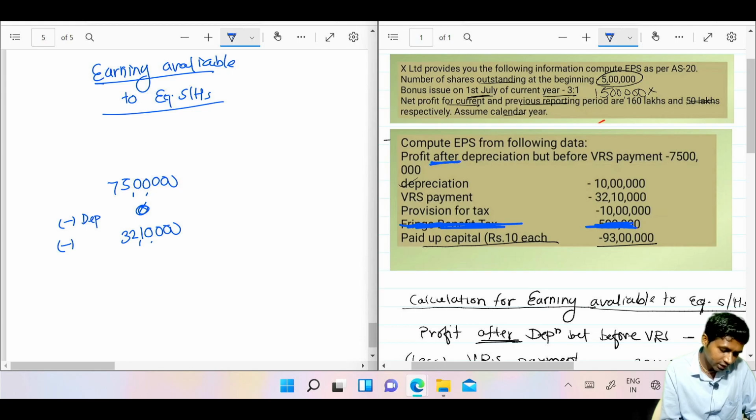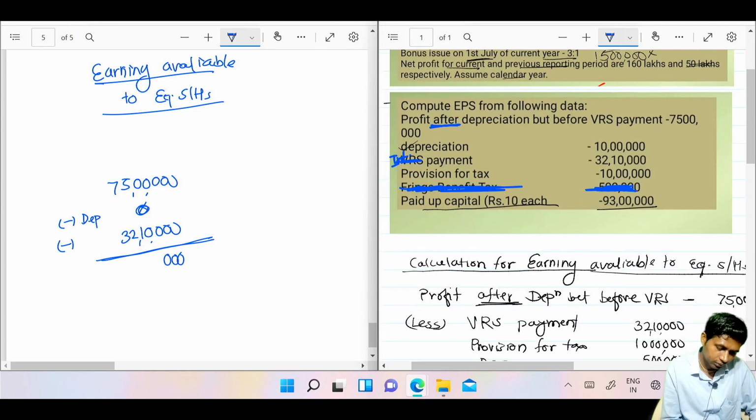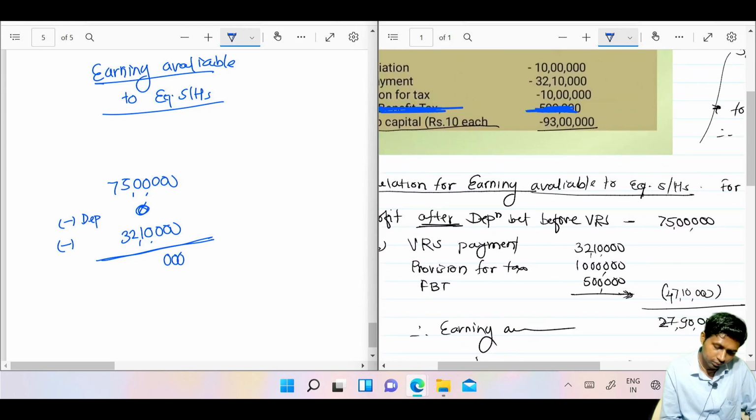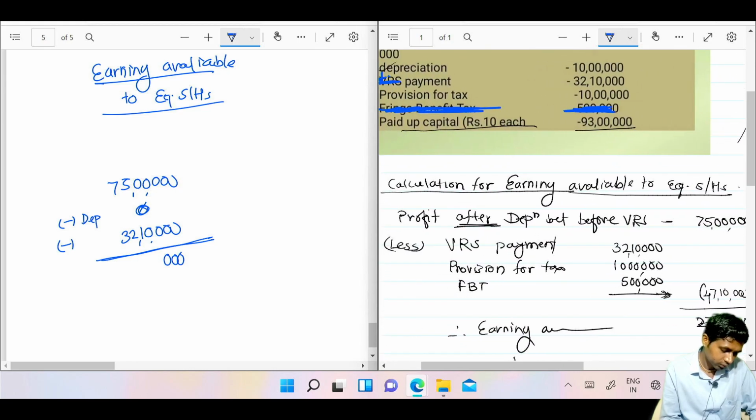After depreciation is written, therefore don't consider depreciation again, because 75 lakhs we have already deducted. After considering that depreciation we have calculated 75 lakhs. Don't consider it again, otherwise that will become twice deduction. 0. And then VRS payment, other payment, interest payment. Now deduct interest, you will get one figure. Let's say you have got here, now do the calculation.